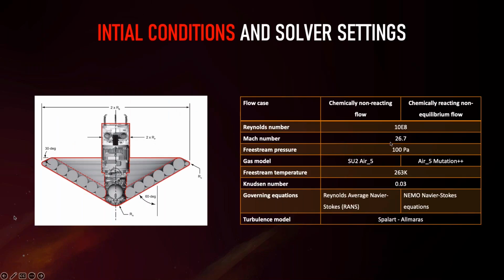So the condition that we picked is a Reynolds number of 10 to the power of 8, which is similar to the second case in the case of Orion CEV. Mach number 26.7, free stream pressure of 100 pascals, and the Knudsen number was decided to be 0.03 based on the altitude we picked, and the turbulence model we used was Spalart-Allmaras.